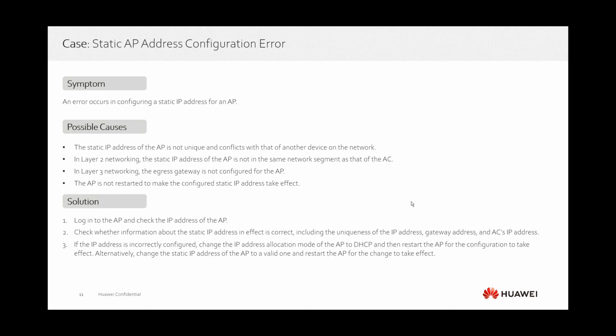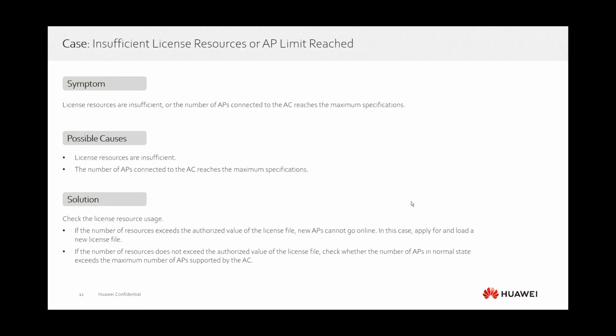And the next one is insufficient license resources, or AP limit reached. This is a very common problem causing an AP to fail to go online. The license resources are insufficient, or the number of APs reaches the maximum AC specification. Upon such problems, we can check the license resource usage. If the current resource usage reaches the authorized value of the license file, new APs cannot go online. In this case, apply for and load a new license file.